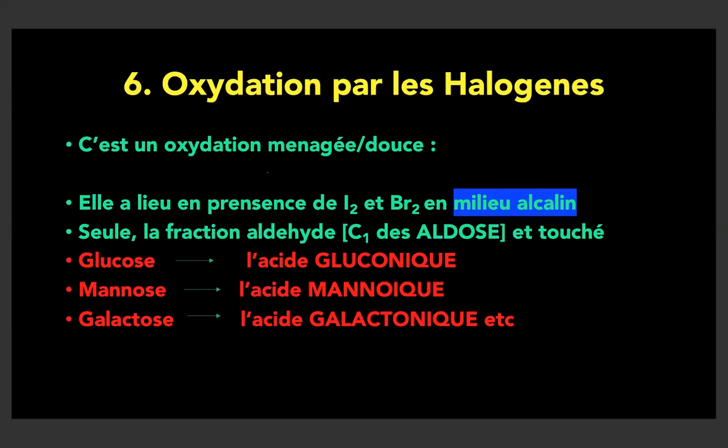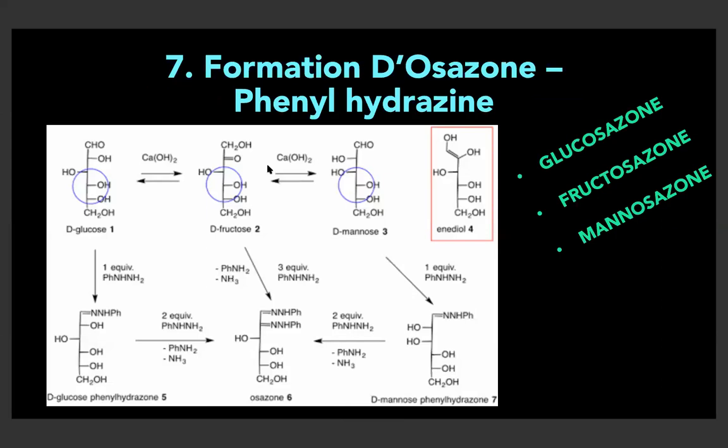Okay. Osazone. So we said an osazone is formed when you react glucose, fructose, and mannose with phenylhydrazine. These are the examples. I don't know if it's Mr. Nan who asked this question.